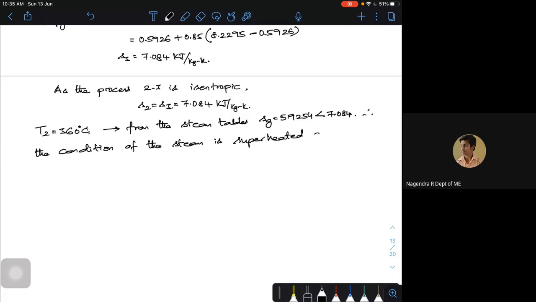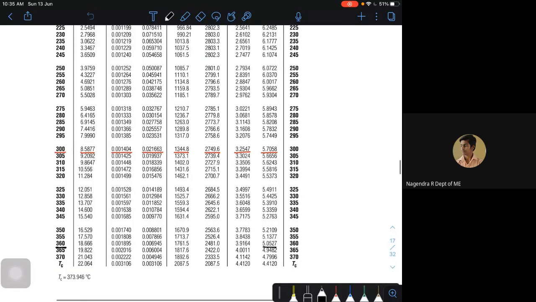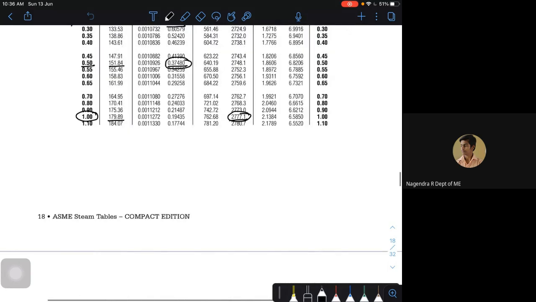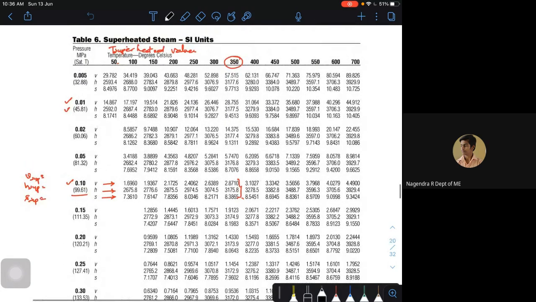Superheated at 2. At the entry to the turbine, it is superheated. So when I have a superheated condition, I have to go to the superheated tables. Let me go to the superheated tables. Okay, I have the superheated steam tables.